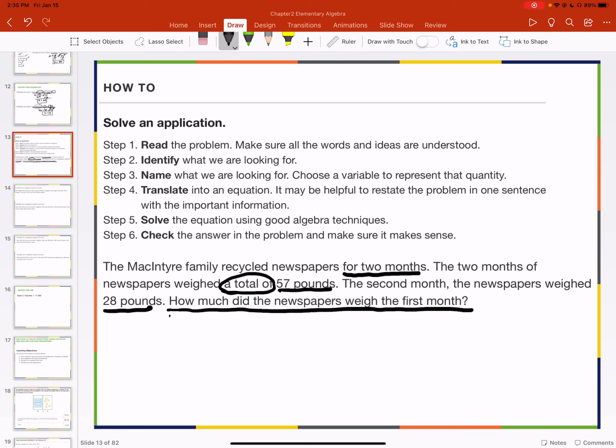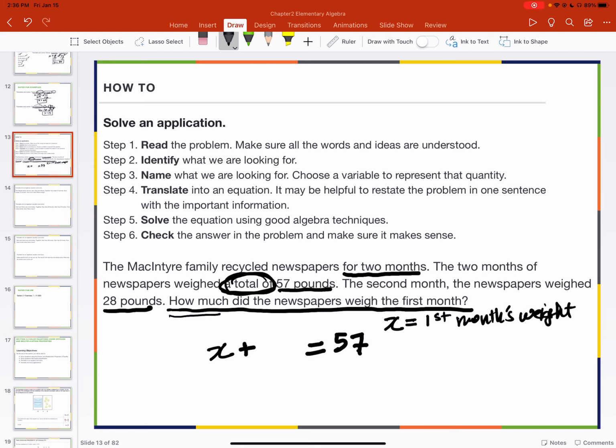The question says, how much did the newspapers weigh the first month? So that's going to be our variable. So we're going to say x, my variable is the first month's weight of newspaper. Okay, so that's what x is. Now there's two of them. So you have the first month, and then it says here a total. So what does a total mean? That means that you're going to add something together and it's going to be a total of 57, right? Because there's only two of them, it's fair to assume that you're going to have x plus something.